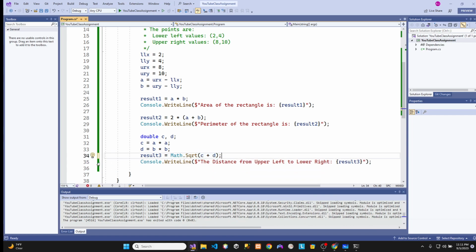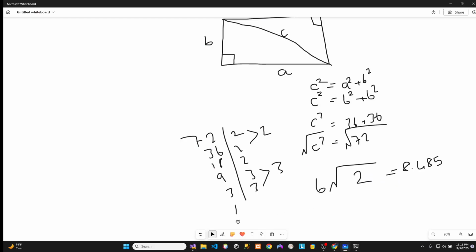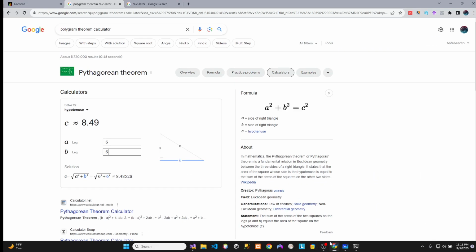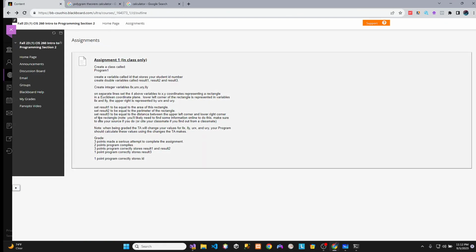I'm sorry, it took a long time for me to figure out. So we got the formula here. We have actually calculated everything that our professor or teacher wanted. So it says if a rectangle, you likely need to find some information online for this. Make sure to cite your source if you do, or cite your classmate if you find out from a classmate. When graded, the TA will change your values for LLX, LLY, URX, and URY. Your program should calculate these values using the changes the TA makes.